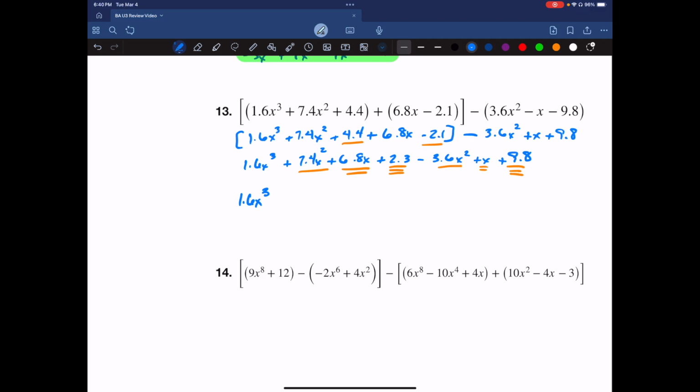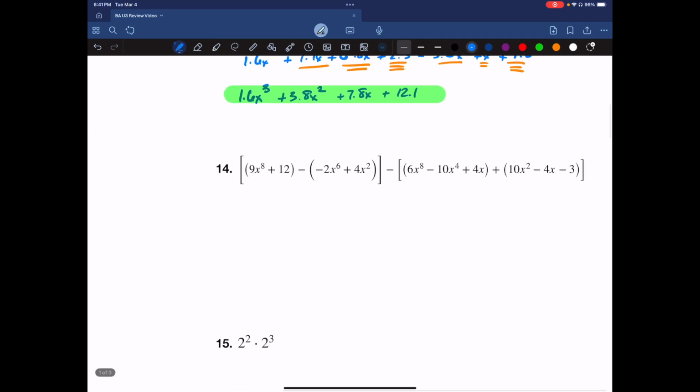All right, and then you have 7.4x squared minus 3.6x squared, and that should be 3.8x squared, so plus 3.8x squared. 6.8x plus 1x, that's going to be plus 7.8x. Okay, and then plus 9 and 2 is 11. 3 and 8 is 11, so that'll be in decimal form 1.1. So it's going to be 12.1. Again, when it comes to this decimal stuff, you can use your calculator, and you don't have to worry about doing it in your head.